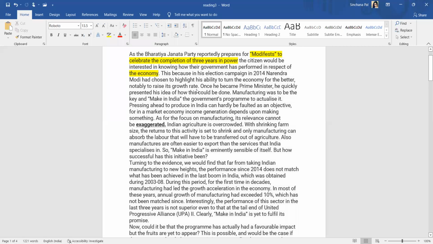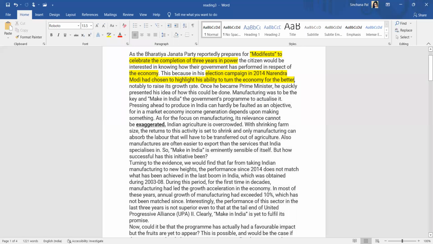In his election campaign in 2014, Narendra Modi chose to highlight his ability to turn the economy for the better, notably to raise its growth rate. So he promised in the 2014 election campaign that he will raise the economic growth.